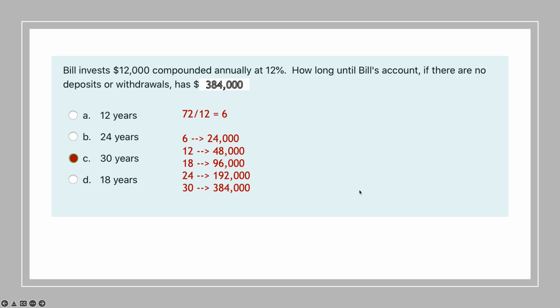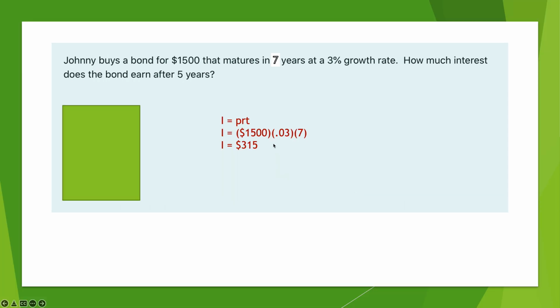Okay. I equals PRT, $1,500, 3%, 7 years. Works out to $315. We have completed our review. It is time that we look toward some new material.